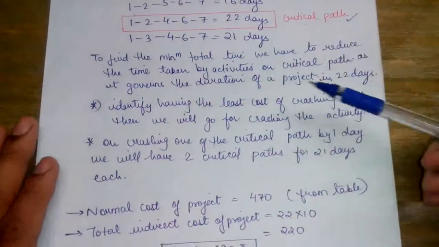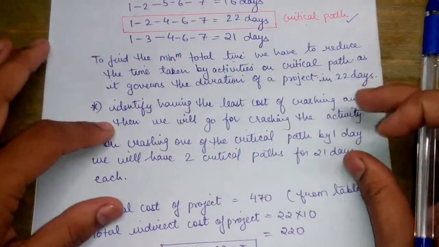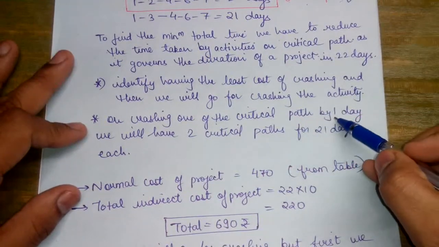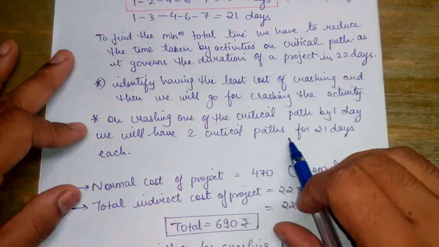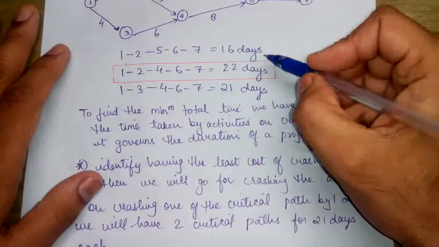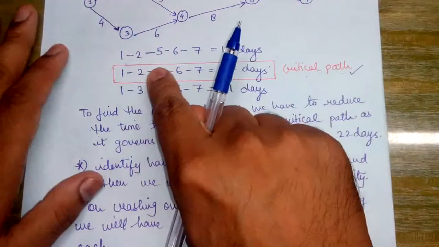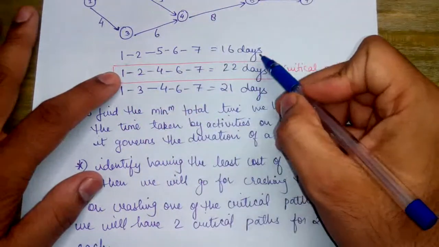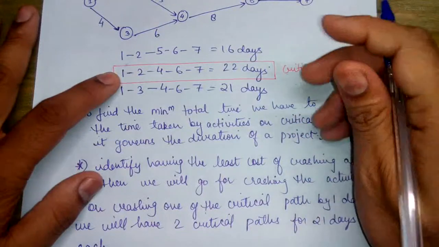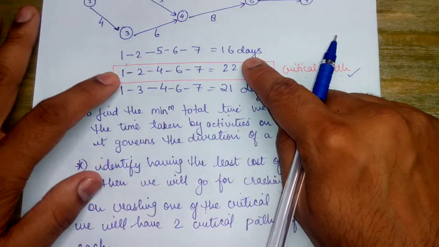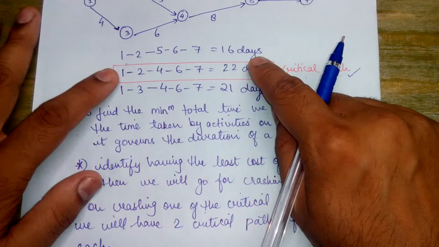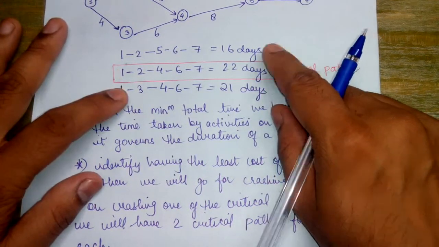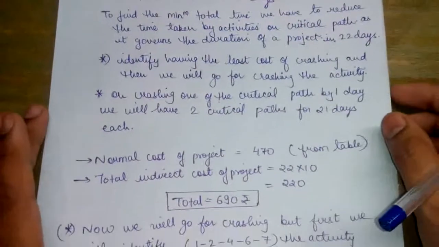Now we have to identify the least cost of crashing and then we will go for the crashing of the activity. On crashing one of the critical path activities by 1 day, we will have 2 critical paths for 21 days. For example, if we are crashing any of the activities, say 1 to 2, 2 to 4, 4 to 6 or 6 to 7 by 1 day, then the entire project duration will be reduced by 1 day and it will come out to 21 days. Now 21 days for this path also and 21 days for this path also. So both will become the critical path.